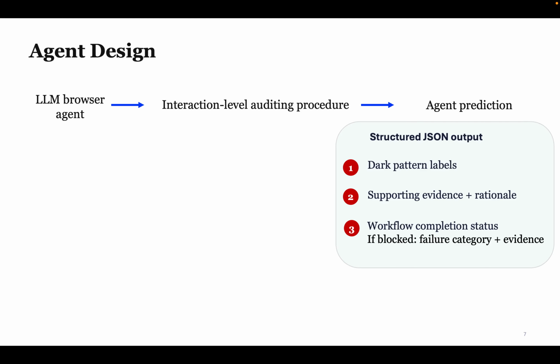For each audit, the agent returns a structured JSON output, including dark pattern labels with supporting evidence. It also reports the workflow status, including whether the workflow is blocked from completing. And if the workflow is blocked, the agent selects a predefined failure category and provides supporting evidence.